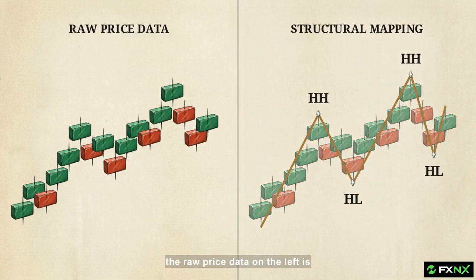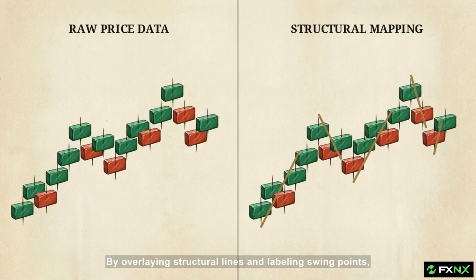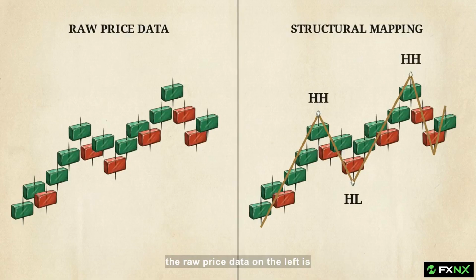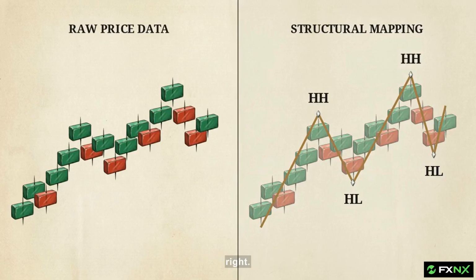This split-screen comparison demonstrates the mapping process in action. By overlaying structural lines and labeling swing points, the raw price data on the left is organized into a defined directional path on the right.